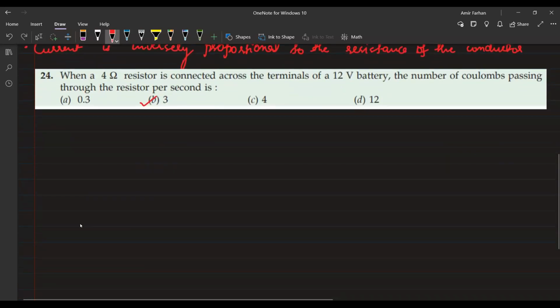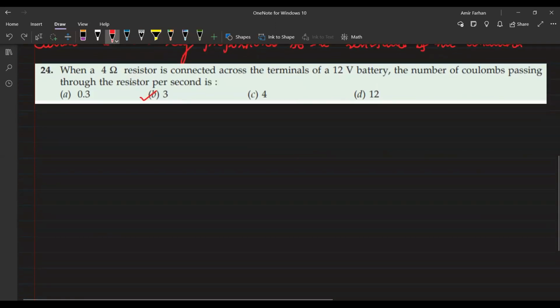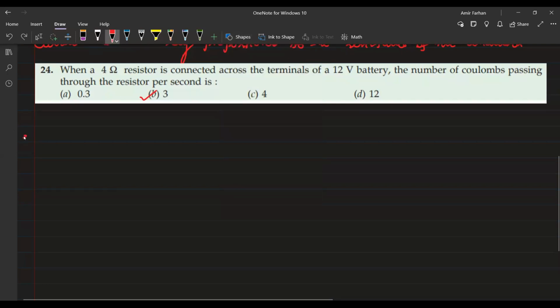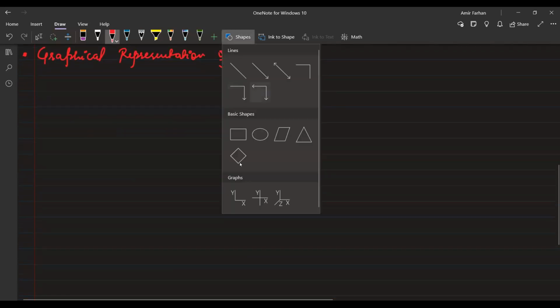So let's come to the point here. We have to do the graph of Ohm's law as well. I think I haven't started the graph part yet. So, graphical representation of Ohm's law.